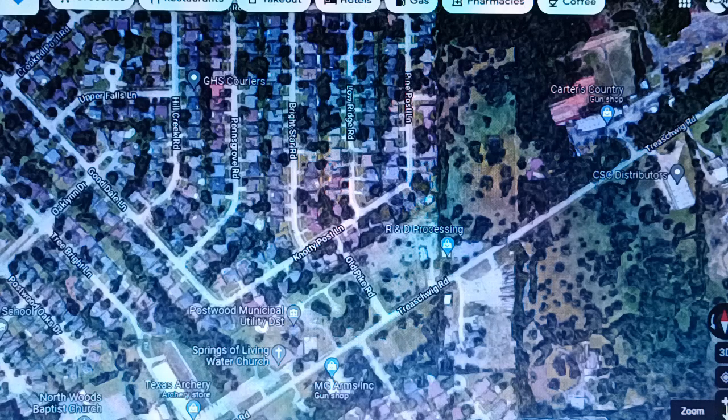So that's my map and location analysis for the disappearance of Allie Lowitzer. I hope you found this helpful in understanding her disappearance better. Thanks for watching.